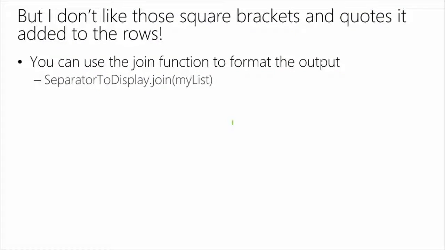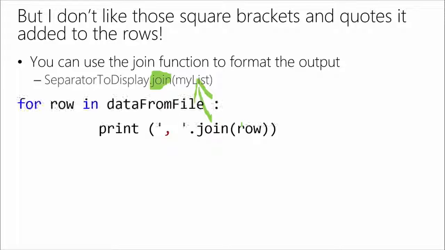So the way it works is you specify the separator that you want to display: a comma, a semicolon, a colon, a slash. Then you say .join, the word .join, this is a keyword, you can't change that. And then you specify the variable name that holds your list. And this doesn't have to be a list from a CSV file. This works on any list, by the way.